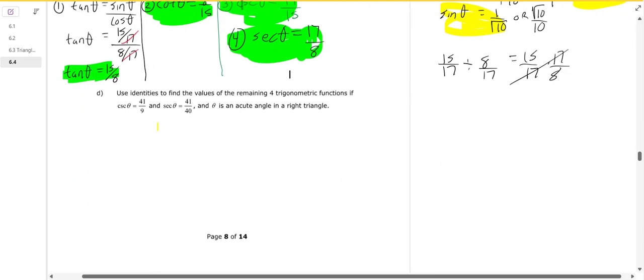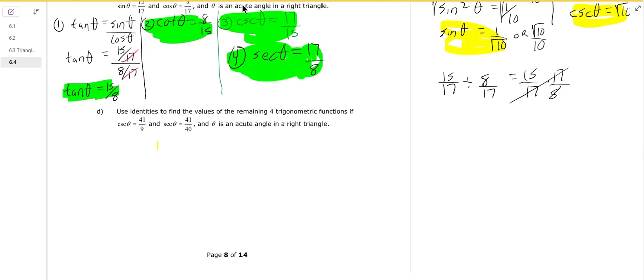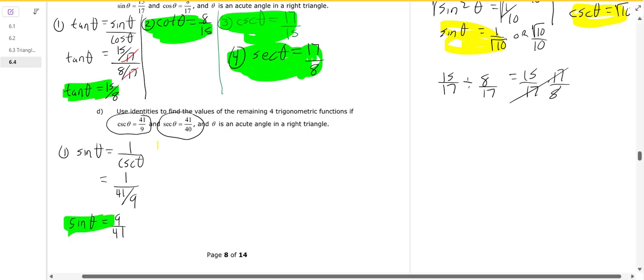Okay, one more example, then I'll put you guys to work and see if you can do a few problems. So this one, we are given the cosecant and the secant. Doesn't really matter where you begin. One thing I know is the sine theta is the reciprocal of the cosecant. You don't have to show the work in that identity. If you did, you'd get 1 over 41/9. But the sine theta is equal to 9 over 41 anyway. So you just do that in your head. And that'll give you your first trig function.